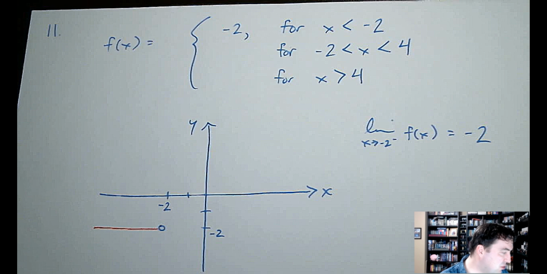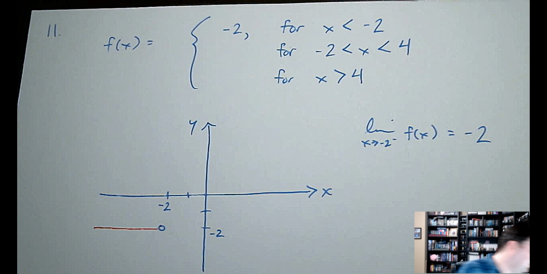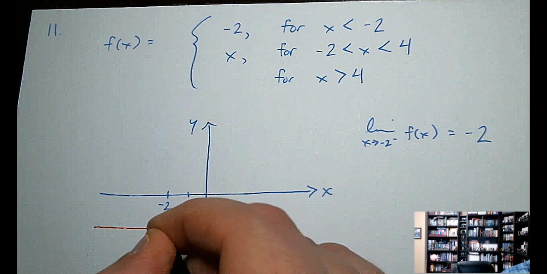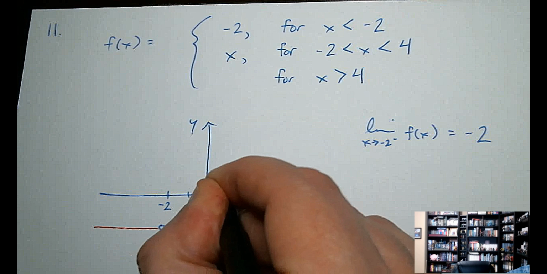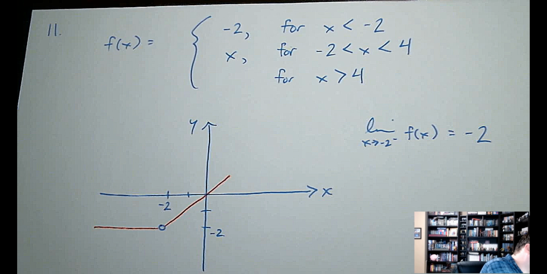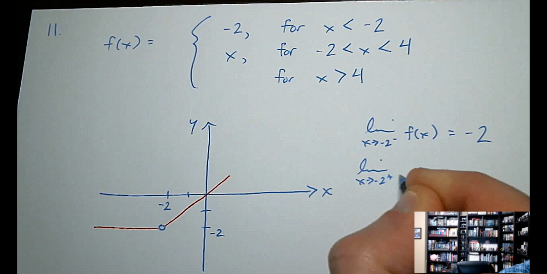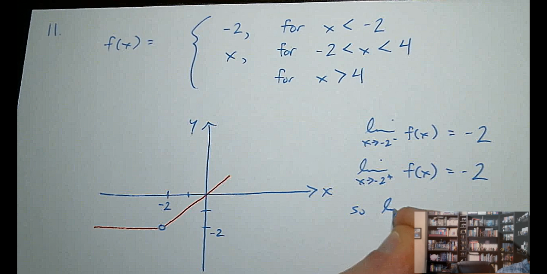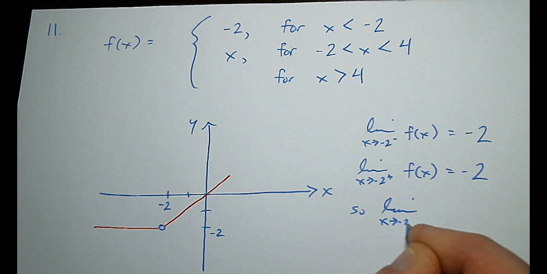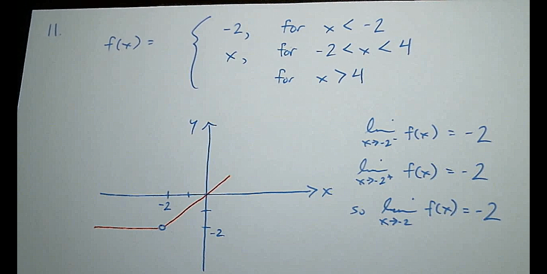We want a linear function that's going to pass through the point -2, -2. So why don't we just use the function y equals x, which goes like this. That certainly satisfies the requirement. Now the right-hand limit, as x approaches -2, that's also going to equal -2. So the full limit, as x approaches -2 of the function, yes, that will exist. That will equal -2.